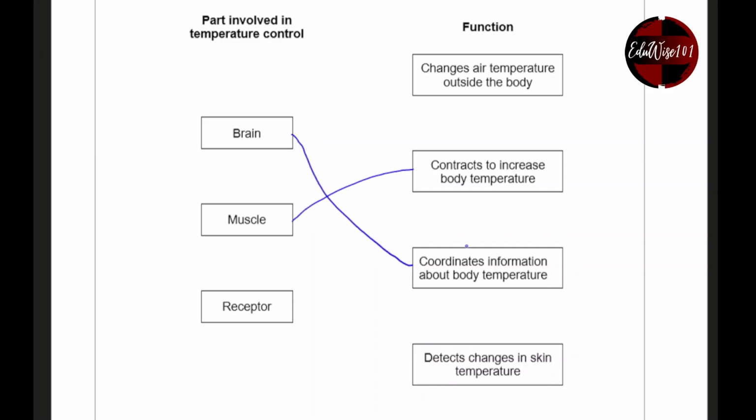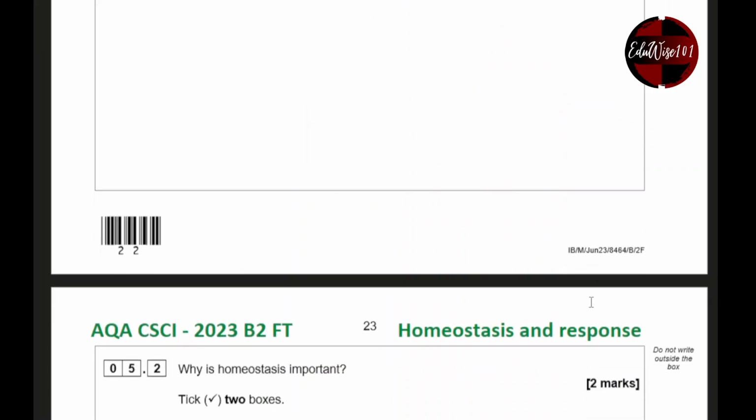Receptors detect changes in the skin. So receptors, any type of receptors, always detect. Brain and the spinal cord always coordinate. The muscles always contract. So those are the key words that you need to pay attention to. Changes air temperature outside the body? Well, we can't change the air temperature outside the body. That depends on the weather.